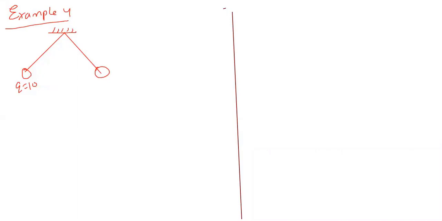So 10 nanocoulomb and 10 nanocoulomb on each, and the length of the string is 2 meter, and this is also 2 meter, and the angle between them is 30 degree, and this is also 30 degree, and each of them is having mass m and m.